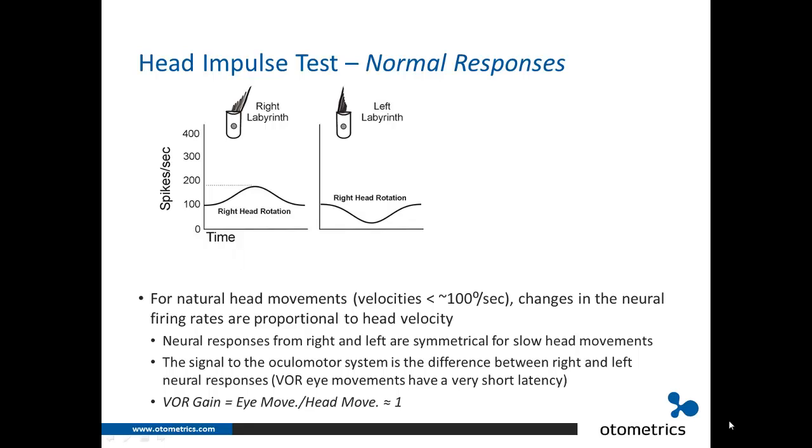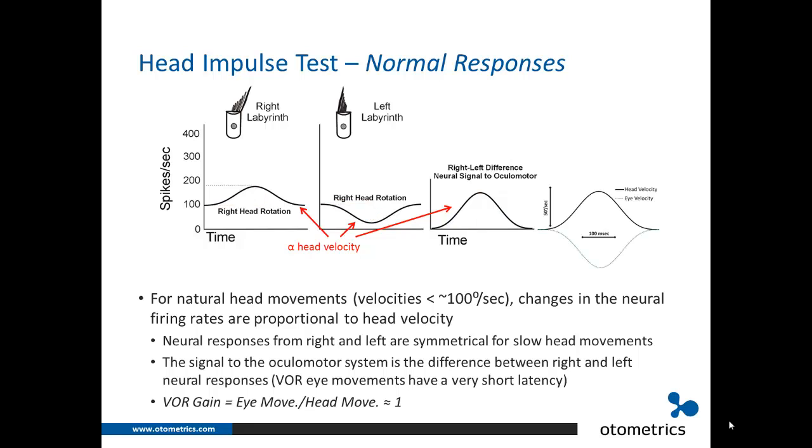Let's examine what happens when the head is moved to the right at velocities that are fast, but not as fast as head impulses. So we're talking about head velocities just below 100 degrees per second. This type of head movement is not fast enough to cause saturation of the inhibitory response. In this case, the excitatory response from the right and inhibitory response from the left are proportional to the head velocity. The eye movements are driven by the difference between the excitatory and inhibitory responses, and this neural command itself is proportional to the head velocity.